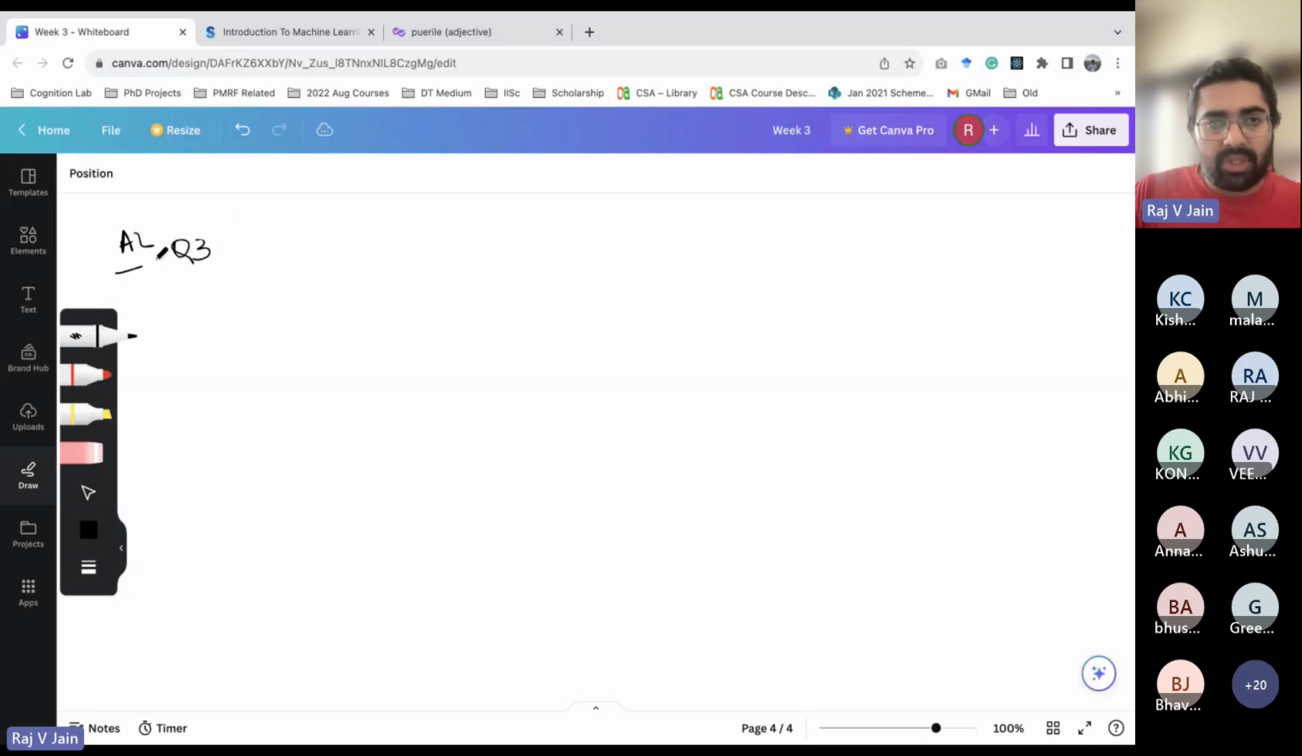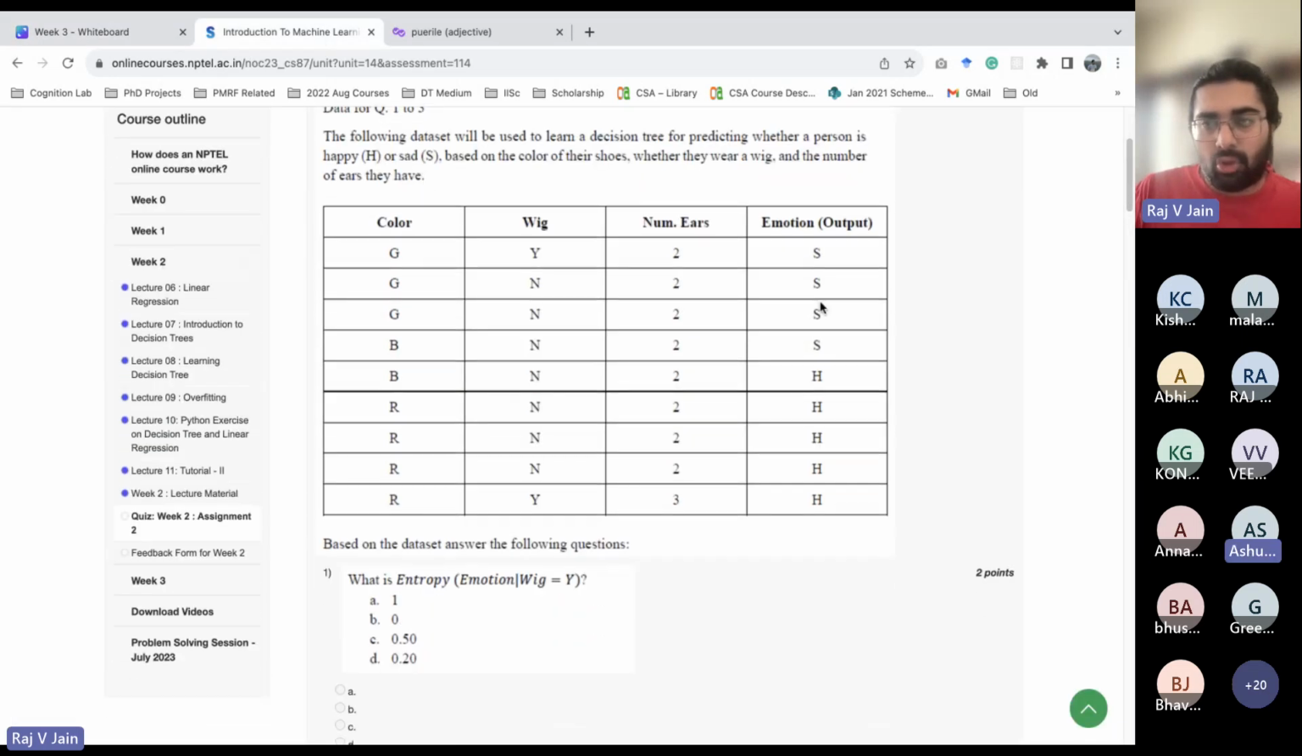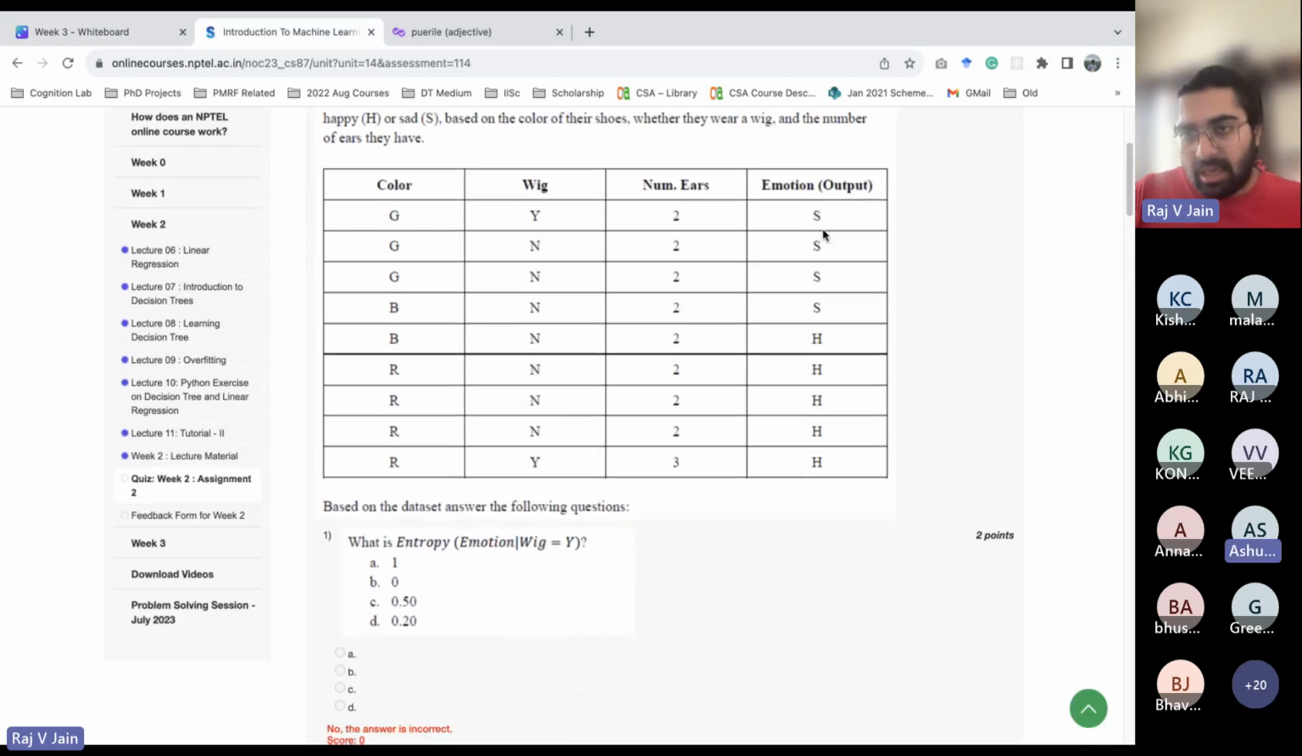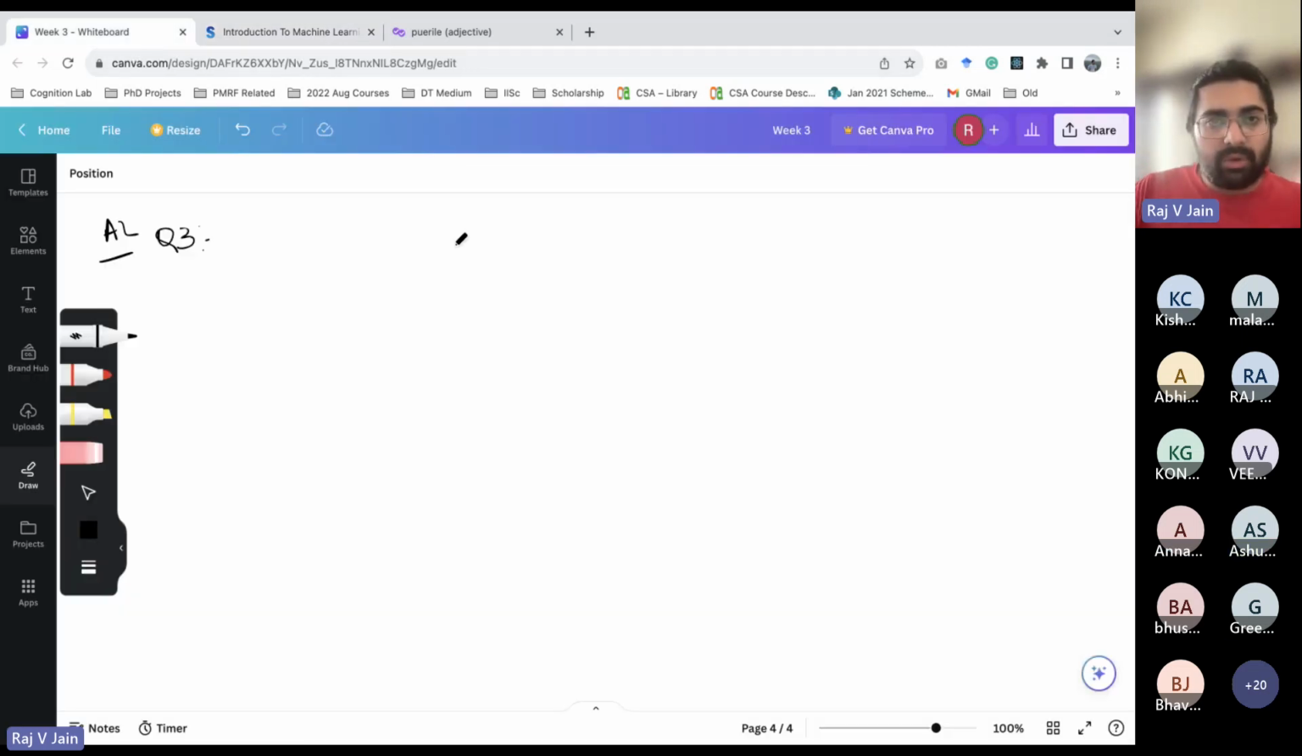So, assignment 2, question 3. How you will do this is, for the root node, the entropy will be minus 4 by 9 log 4 by 9 minus 5 by 9 log 5 by 9, right? This is the root node.